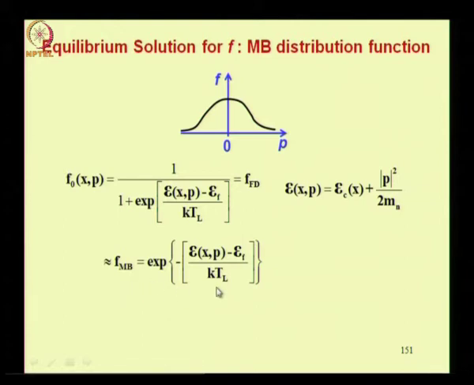Now when does this approximation hold? From the first level course you know that if E minus Ef is more than 3 times KTL, in other words this quantity is more than exponential of 3, then within 5% error you can replace this whole function by simply exponential of minus of this quantity, that is what is shown here.